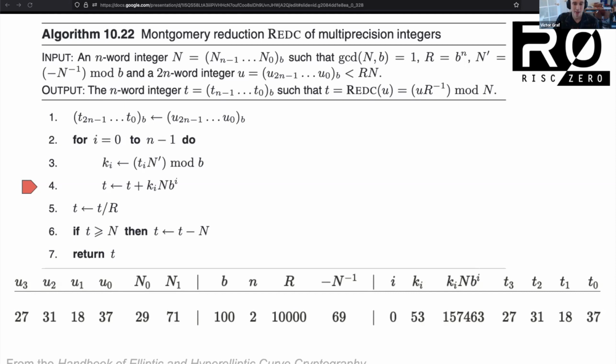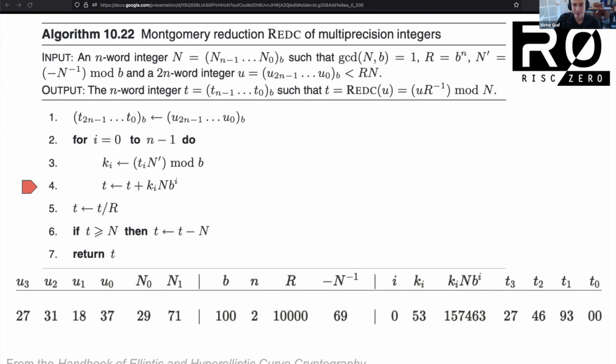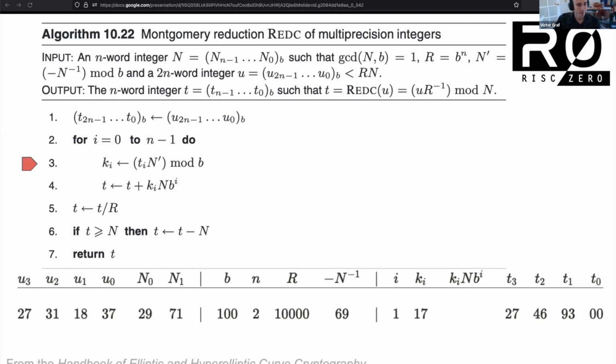And something magical happens, which is that the last word of our T value is now zero, which is very useful. Because basically if we do a right shift or division, then it will actually divide cleanly. So the goal here is actually going to be to make the right two words of the T value zero. And in this first step, we just did the first word. So let's do it again.